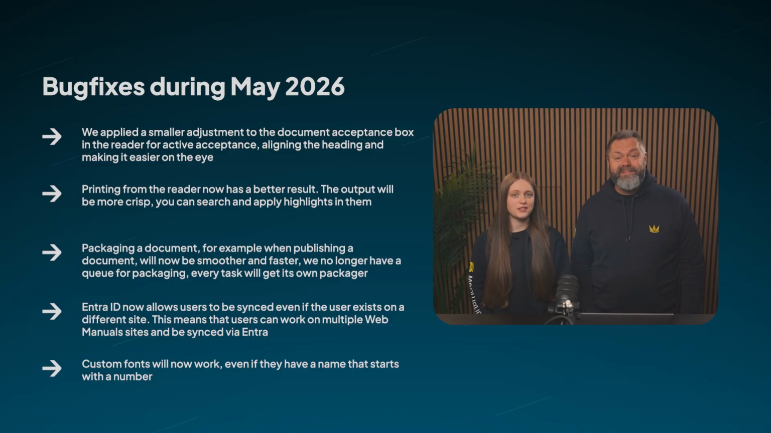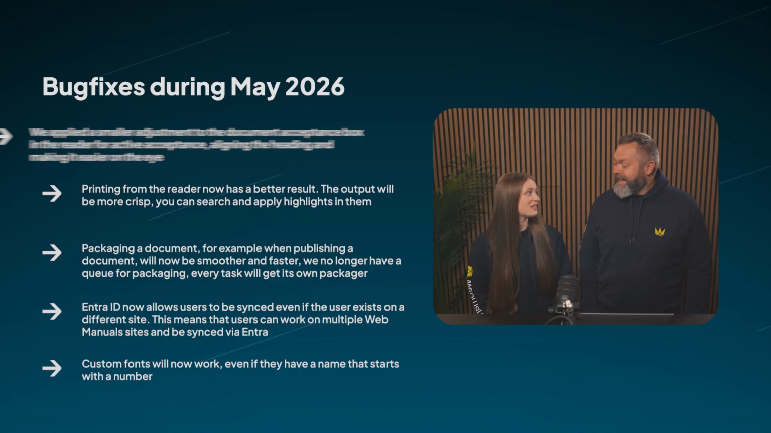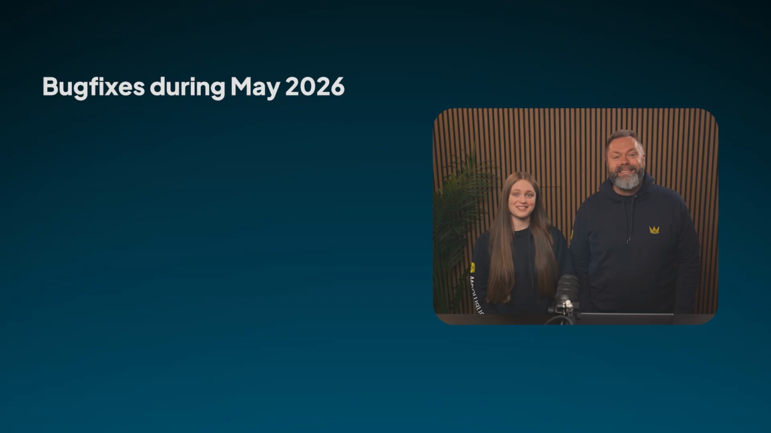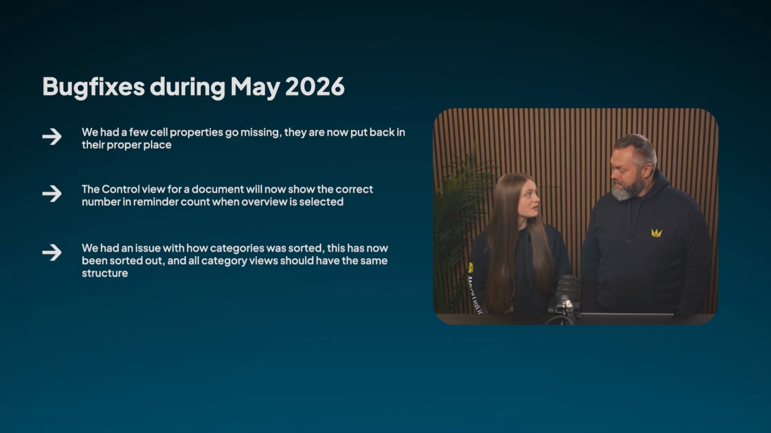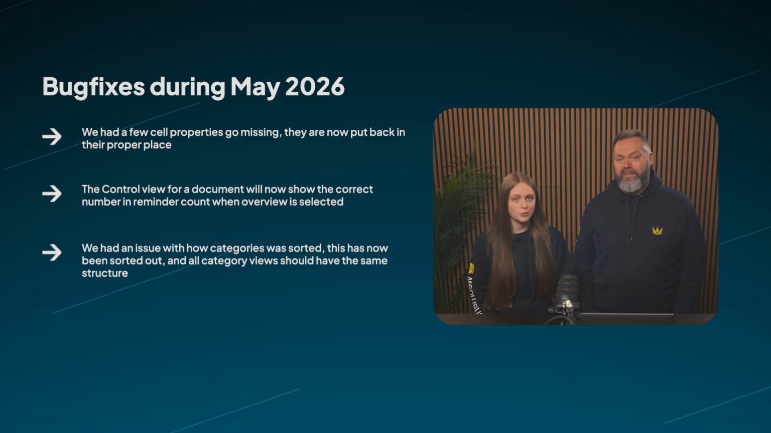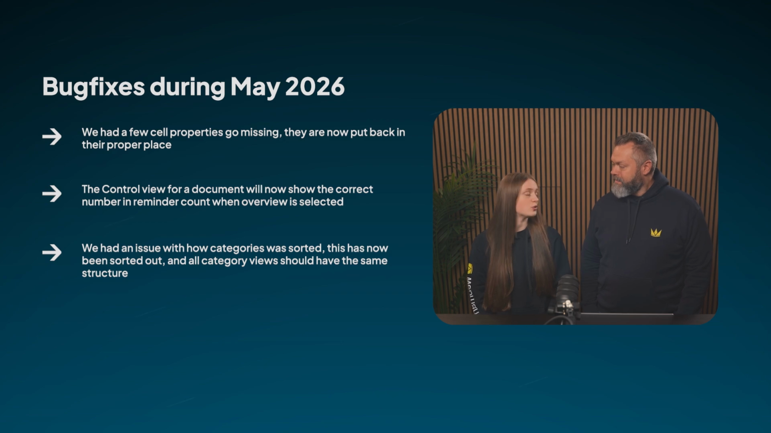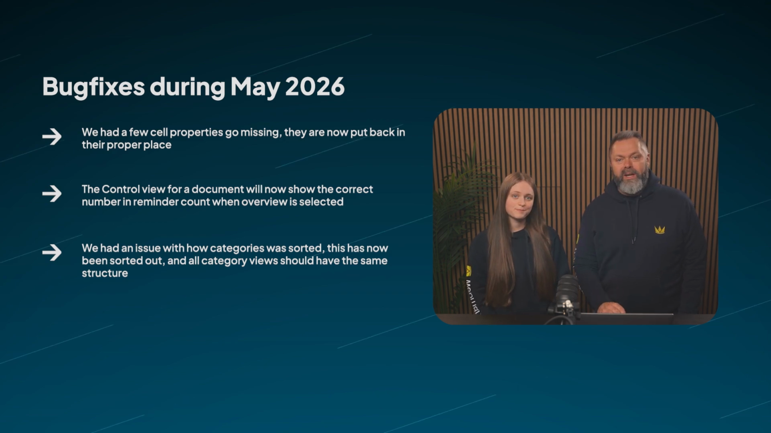Next one is something completely different. Custom fonts. This will now work properly, even if the font has a name that starts with a number. Which is always nice to make things work properly. And last from my part right now is regarding cell properties. Somehow they went missing. We don't know how, we don't quite know where, but what matters is that they are now put back in the proper place and you can access them as you would normally. Exactly. So when they run away, we force them back in their place.